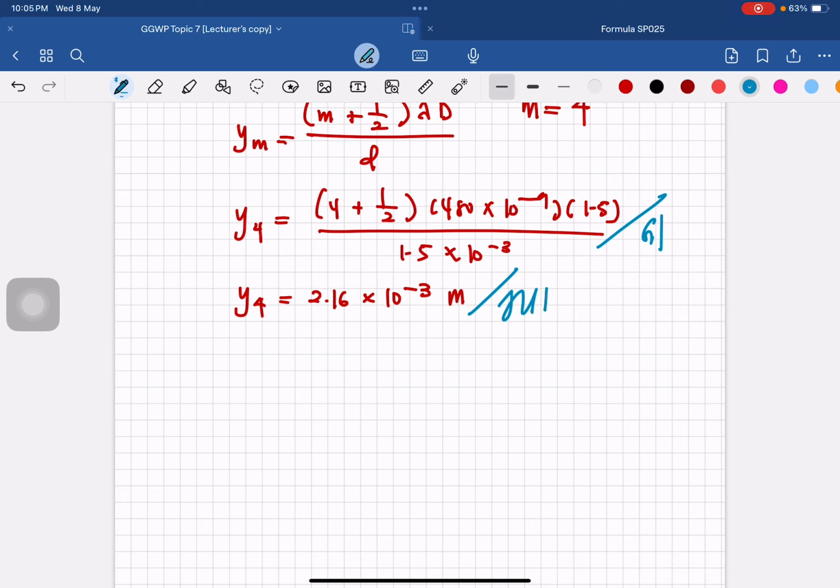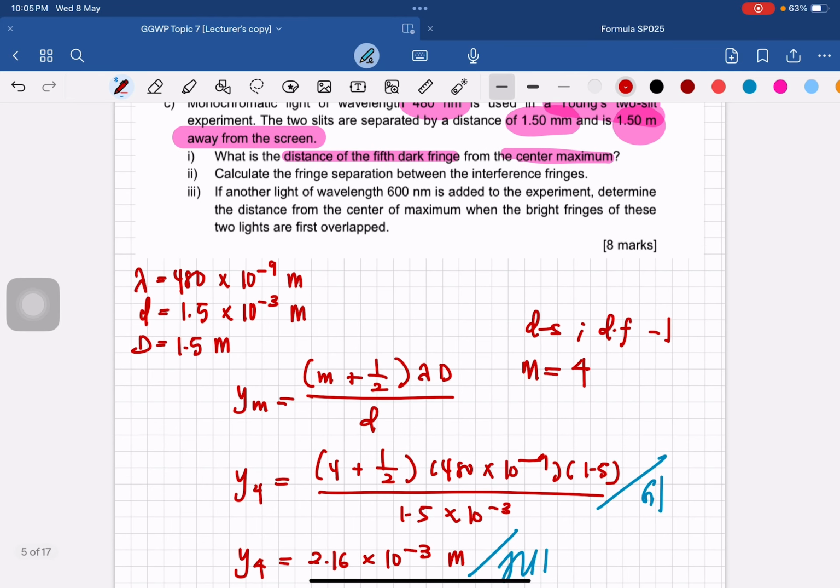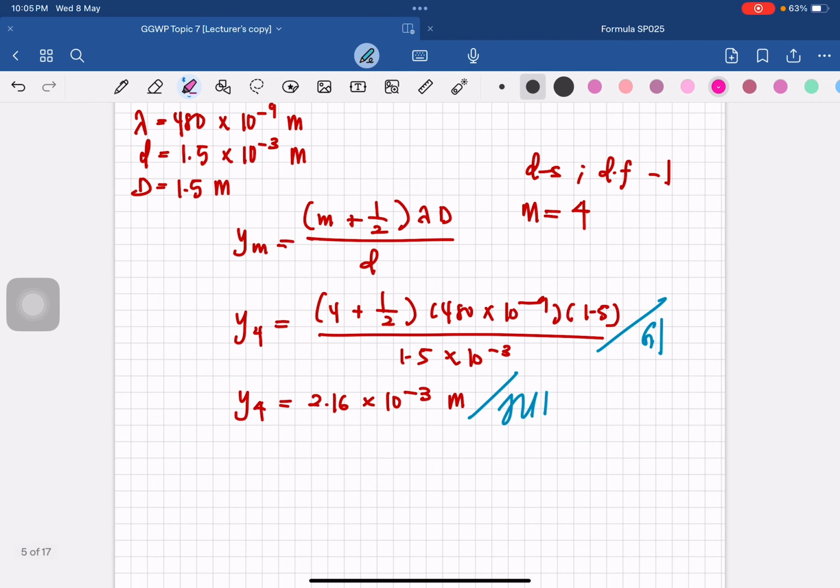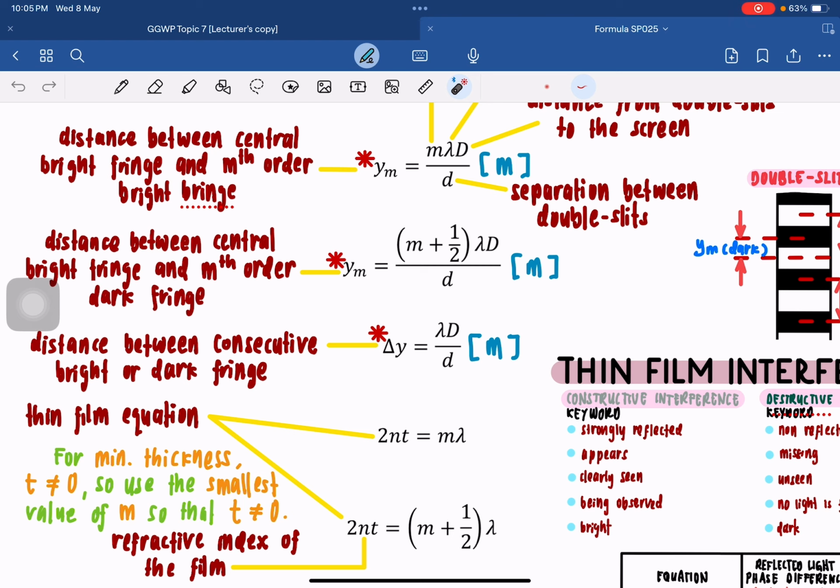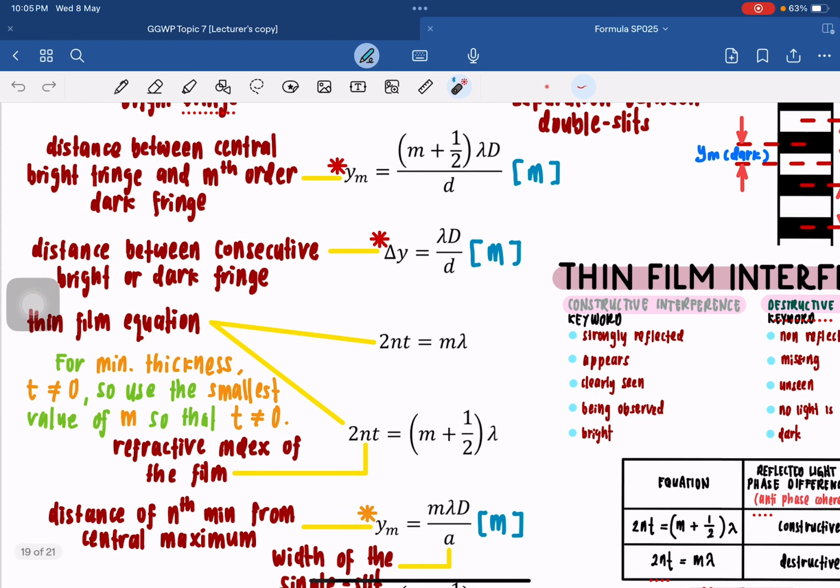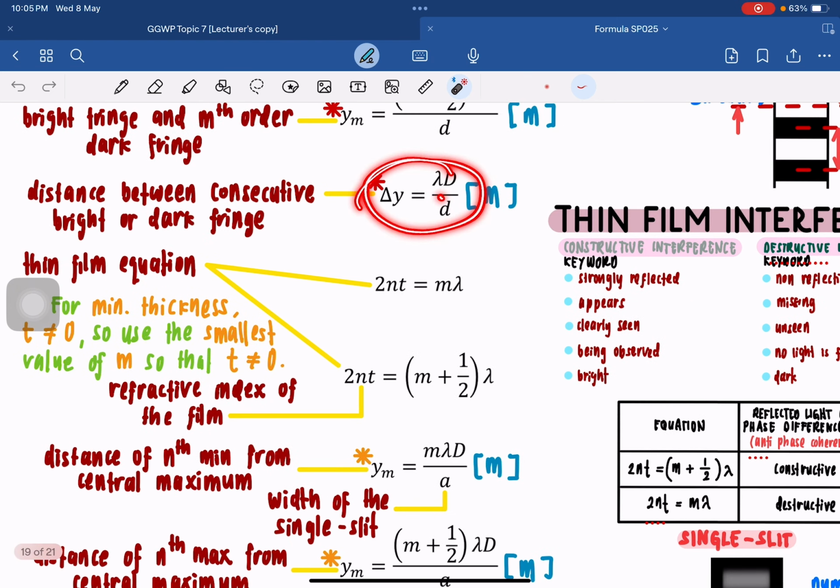Okay. And if we look at the second question, dia minta fringe separation. Okay, so fringe separation tu apa? Itu adalah delta Y. So sekarang ni kalau kita refer formula, so sekarang ni itulah yang penting, kamu kena tahu definition of each symbol. So you know the formula, but if you don't know what's the meaning behind each of the symbol, so salah kamu jawabkan. So delta Y di sini adalah fringe separation. So obviously we are gonna use this equation.